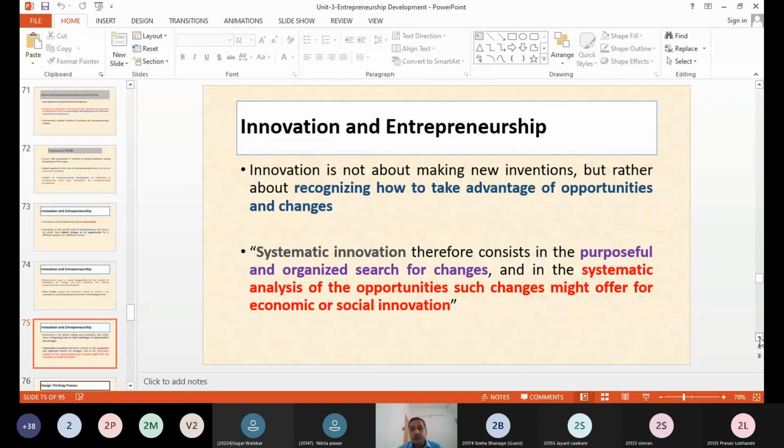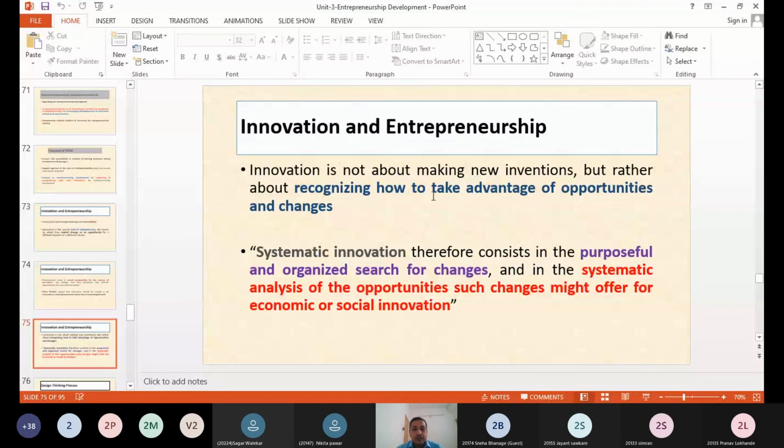Further, innovation is not about making new inventions, but rather about recognizing how to take advantage of opportunities and changes. So it is not about inventing something. However, the entrepreneurs have to look around for different opportunities, different changes which are happening, and take advantage of all these changes as well as opportunities for creation of innovative products as well as services.